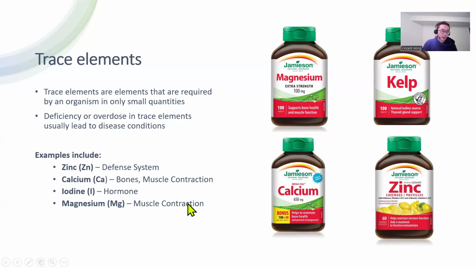Do you have other examples of trace elements that you know? Maybe you take supplements for them. Maybe you have heard of them before. Let me know. Iron, exactly. Iron is another one. Iron is Fe. If you don't have enough iron, you might become anemic. You might have anemia, right? So that is that. I'm not sure what B is. Do you want to elaborate on that, Zara?